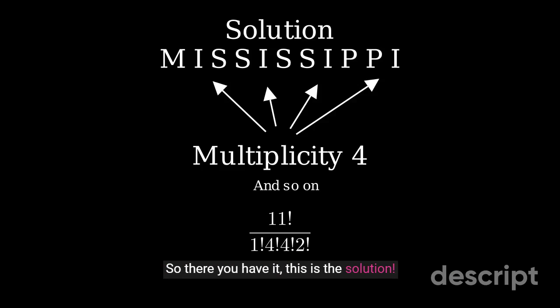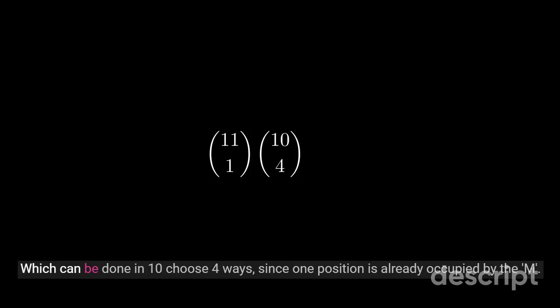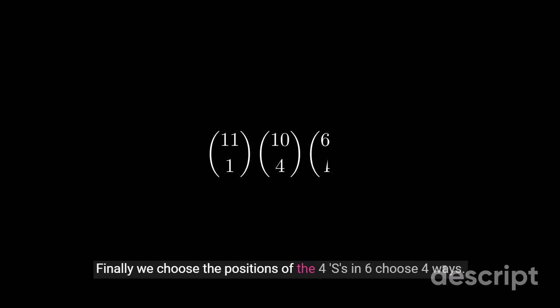This is the solution. However, the book hasn't discussed the multinomial, and it does discuss the multinomial in a later section, so it's likely the author doesn't intend for us to solve the problem this way. We could instead solve the problem by first choosing the location of the M. This can be done in 11 different ways. Next, choose the 4 locations of the I's, which can be done in 10 choose 4 ways, since one position is already occupied by the M. Finally, we choose the positions of the 4 S's in 6 choose 4 ways. Automatically, the unchosen positions are filled with P.